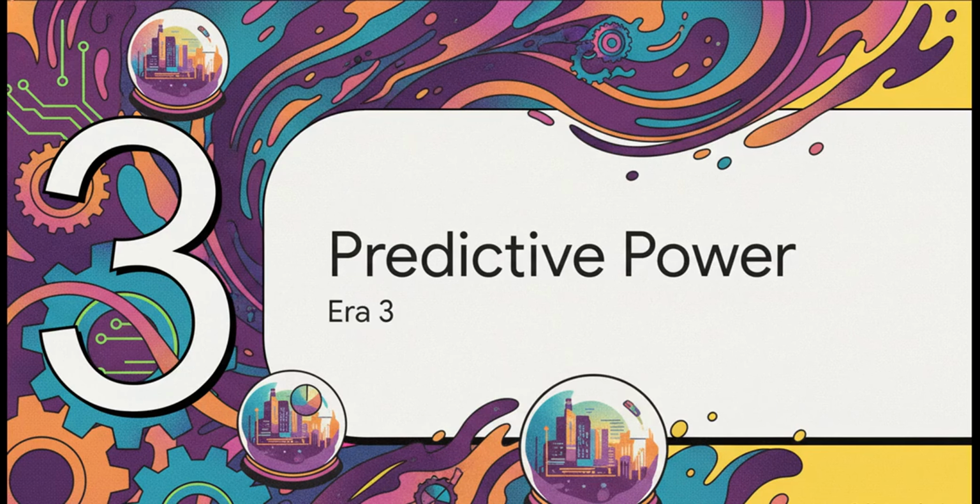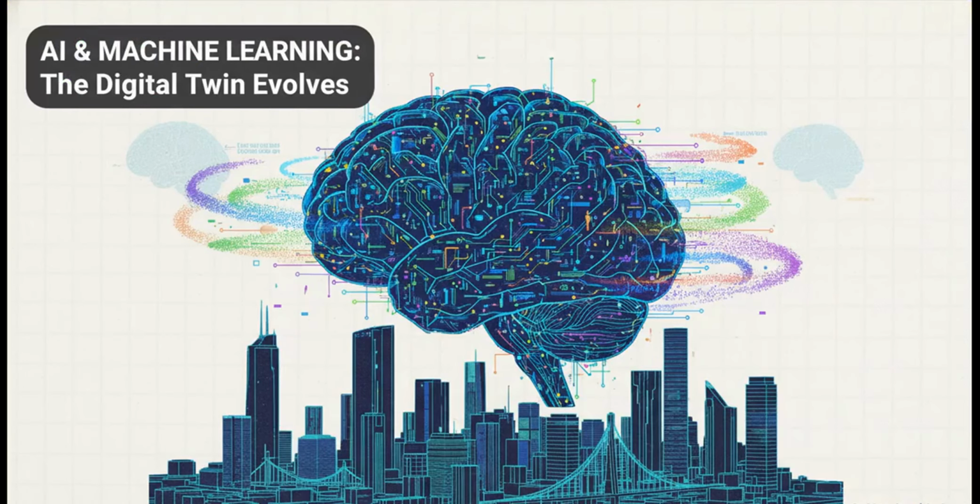So, welcome to the era of the predictive crystal ball. Okay, this is the stage where the twin gets a brain. Seriously, by integrating artificial intelligence and machine learning, the model went way beyond just seeing the present.